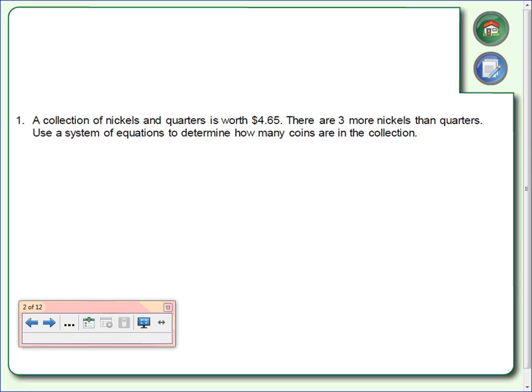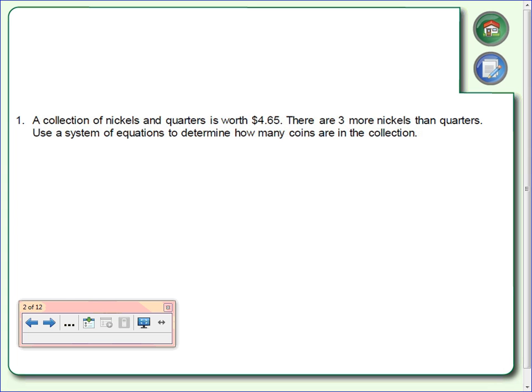We've got nickels and we also have quarters. Those are the only 2 things in the collection, quarters and nickels. Now it does tell us that all of the money is worth $4.65, and it also tells us that there are 3 more nickels than quarters. So we're going to have to keep that in mind.